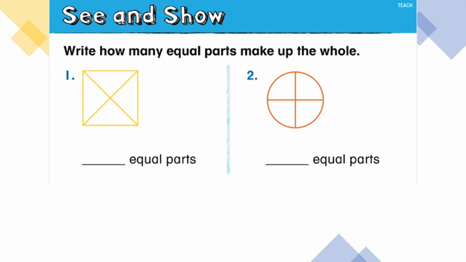Look at the square and look at the circle. How many equal parts make up the whole? Yes, 4 equal parts make up the whole for the square, and 4 equal parts make up the whole in the circle. So both of them have 4 equal parts, therefore both of them are cut into fourths or quarters.